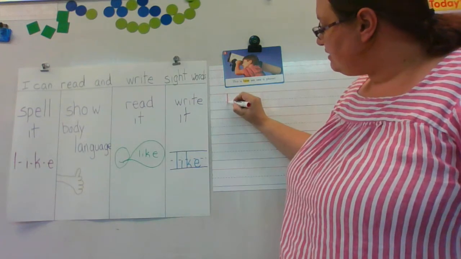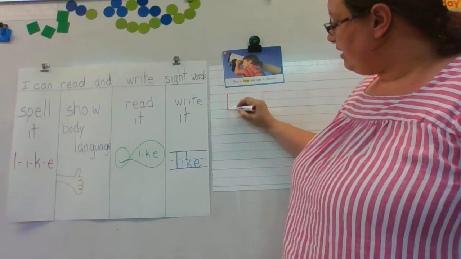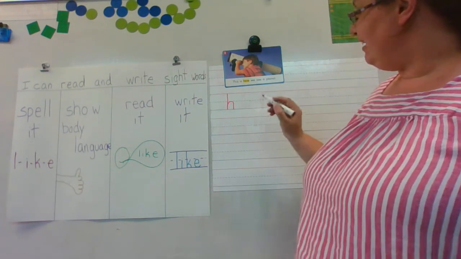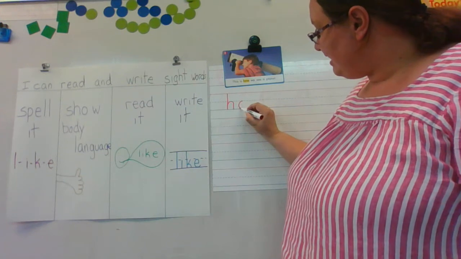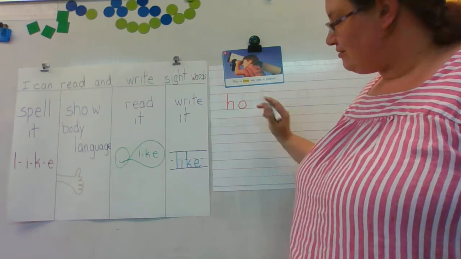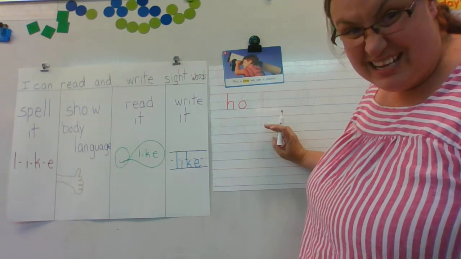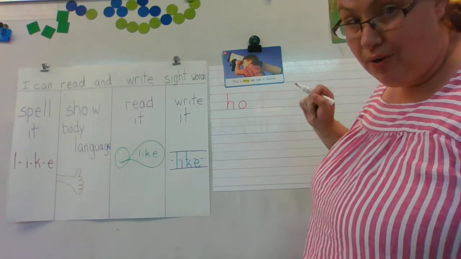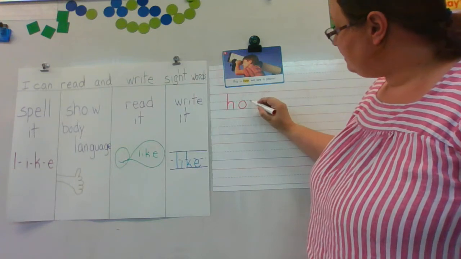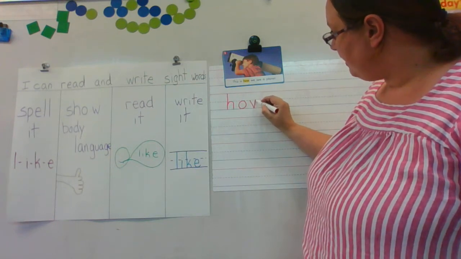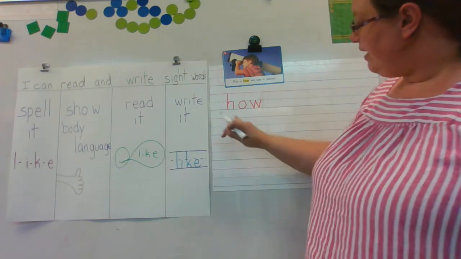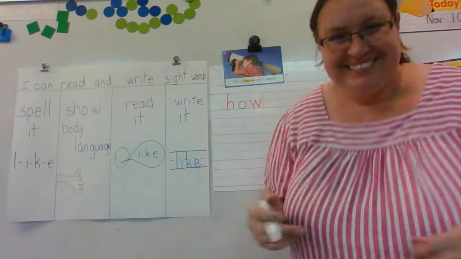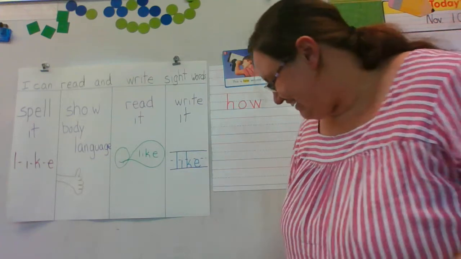H starts at the top. It goes down to the bottom line, up and over at the dots. O, magic C, all the way around. I think I told you earlier today that magic C helps us make a lot of letters. O is one of them. And W, slide down, slide up, slide down, slide up. H-O-W, how? Yeah, it's a fun word.